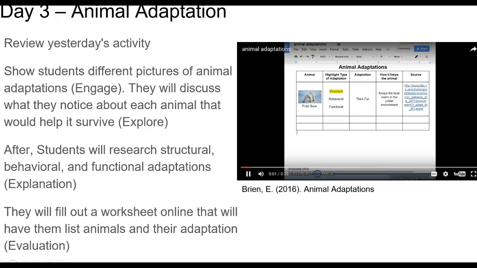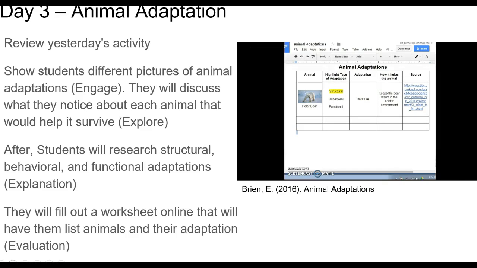On day 3, students would use this online worksheet to research more animal adaptations. The benefit of having them explore on their own gets them engaged because they're researching animals they like and are more likely to remember their explanation of each adaptation.